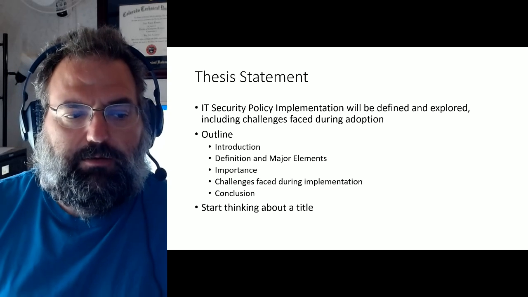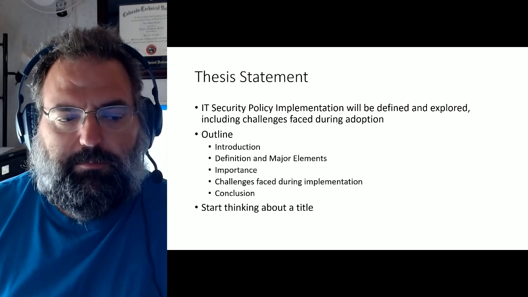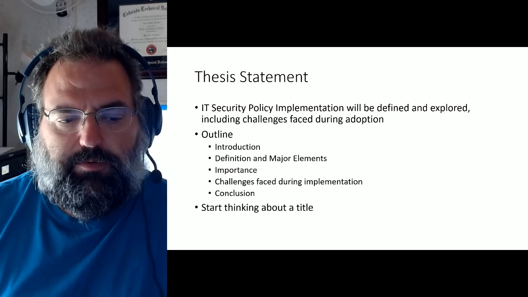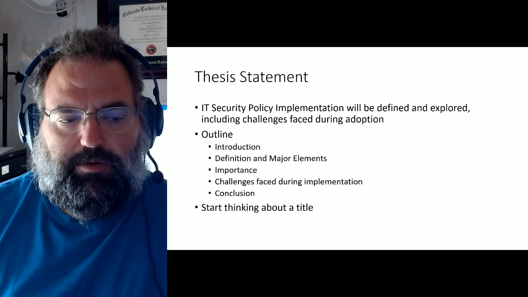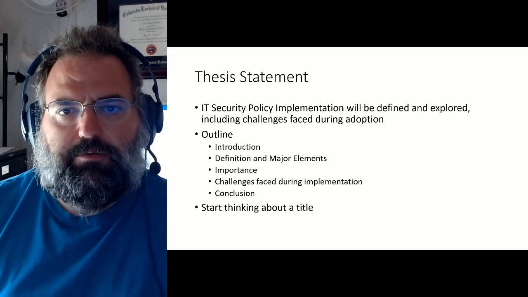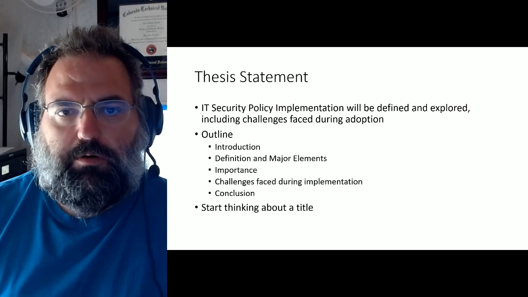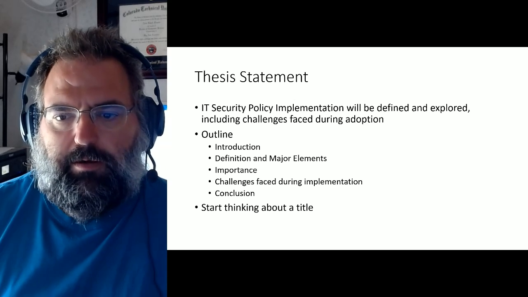And then your outline is basically introduction, definition of major elements, importance, challenges faced during implementation, and conclusion. You could split definition and major elements apart, or you could do them together. It's really up to you. Either would work, but that's roughly what the outline would look like.